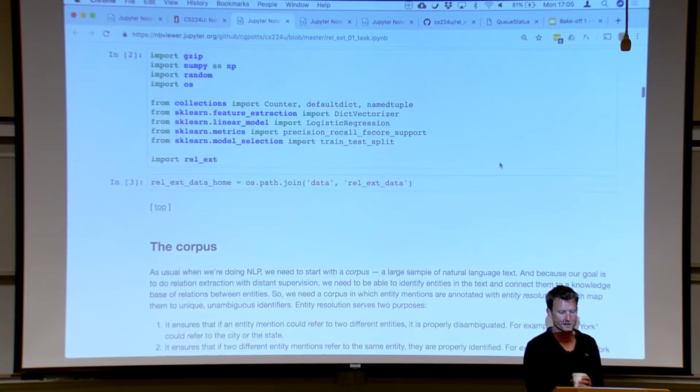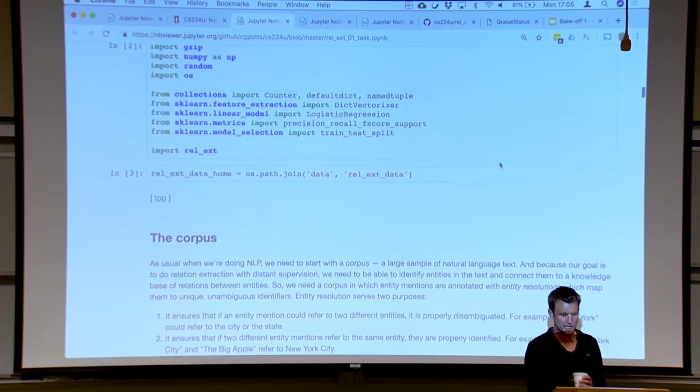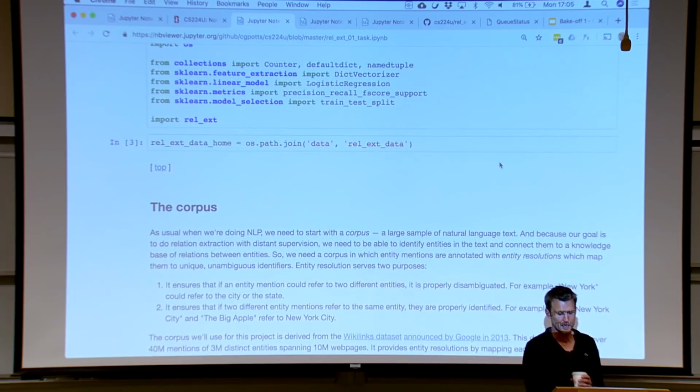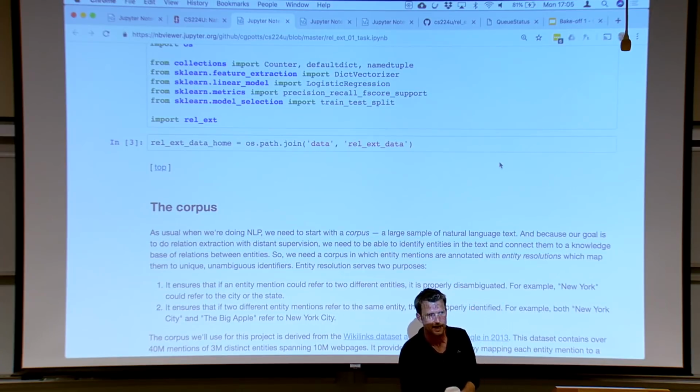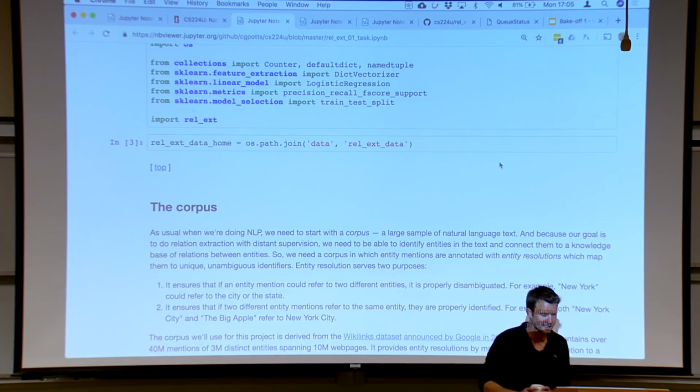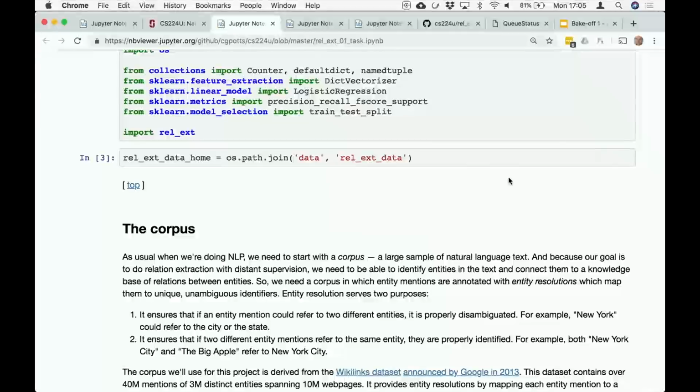We're going to import some useful classes and libraries, and some data. So the data directory for the class includes a subdirectory called relextdata. And there's two things in there. There's a corpus and there's a KB. And I'm going to say a little bit more about each of those. If you have sort of the default setup, then this code should work for you out of the box. If you put the data directory somewhere else, you may need to fiddle with the line that tells it where to look for the data.